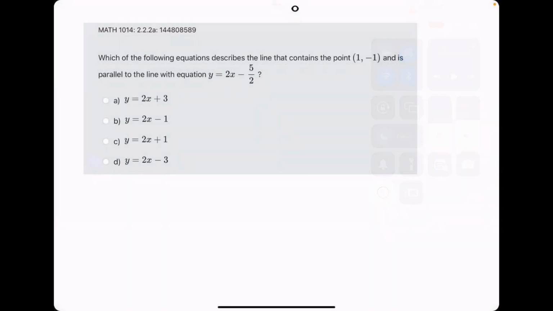All right, example number 2 here, we're going to use a similar but slightly different method. So first thing, they say which of the following equations describes a line that contains this point and is parallel to the line with the equation 2x minus 5/2. So parallel to the line, we are still going to use the slope of this line. So the slope of this line is 2. Therefore, the slope of our line that we are looking for should also be 2.